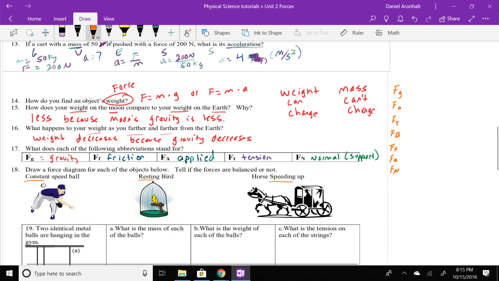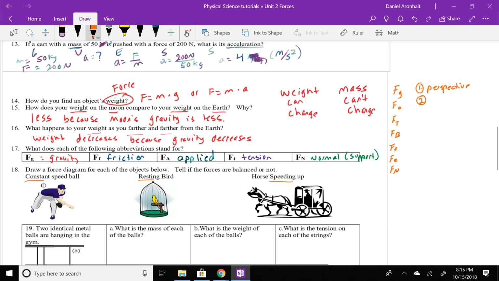So when we're drawing a force diagram, the first thing we do is find perspective. What am I looking at? Am I looking at the human, or am I looking at the ball? Am I looking at the bird, or the stand, or the cage? Am I looking at the man, or the cart, or the horse, or the man and cart? Perspective is the most important because that changes whether or not I have different applied forces.